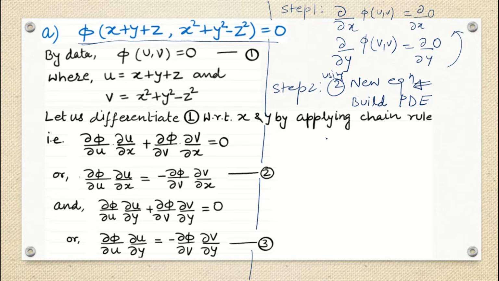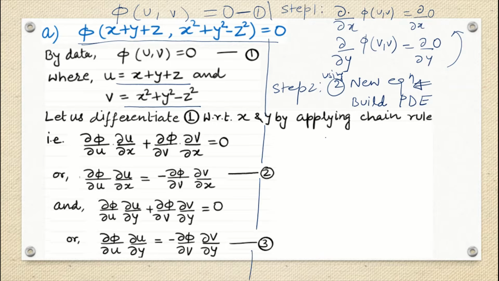Here I am writing, instead of phi of x plus y plus z comma x square plus y square plus z square equals 0, phi of u comma v equals 0, where u is x plus y plus z and v is x square plus y square minus z square. Later on I will be substituting u and v. This I am naming equation number 1, the very first equation. So what I have to find? I have to find the partial derivative with respect to x.